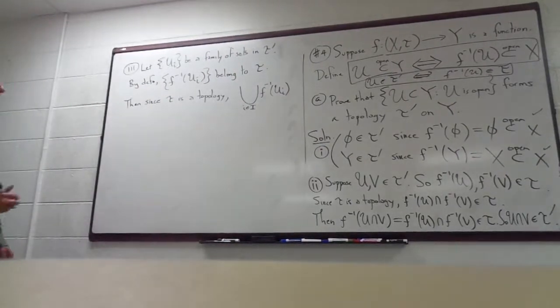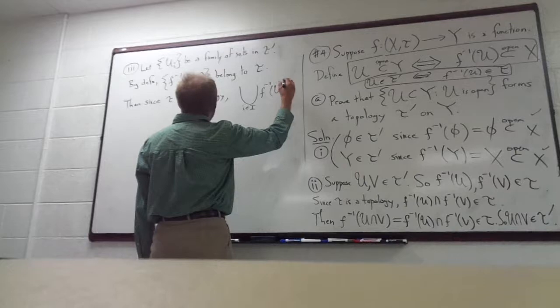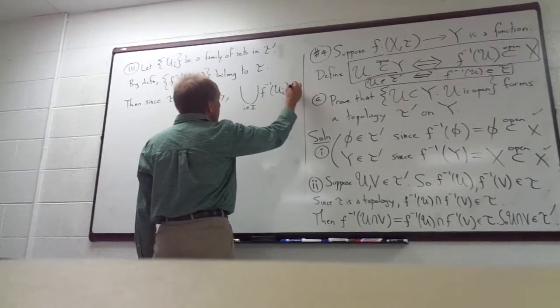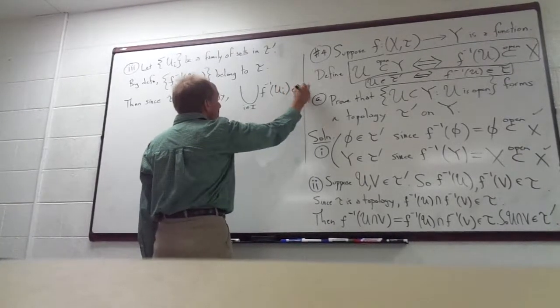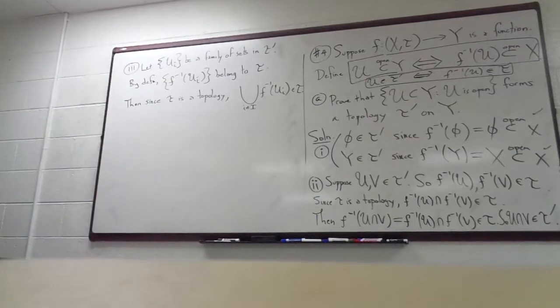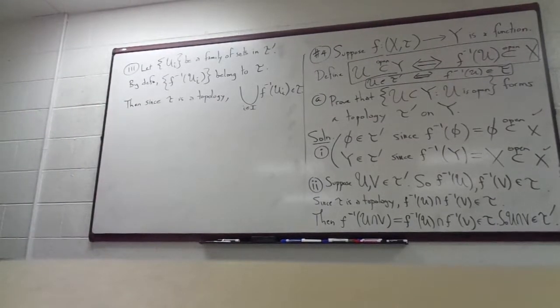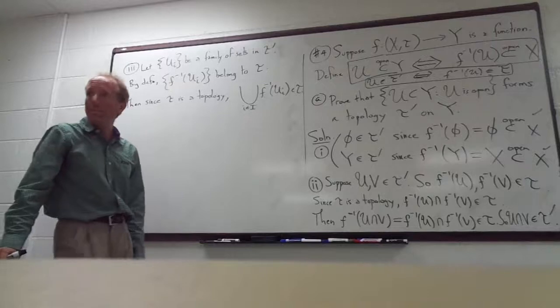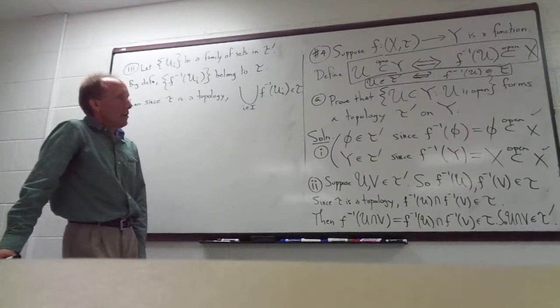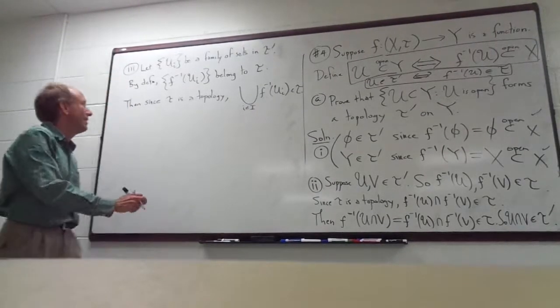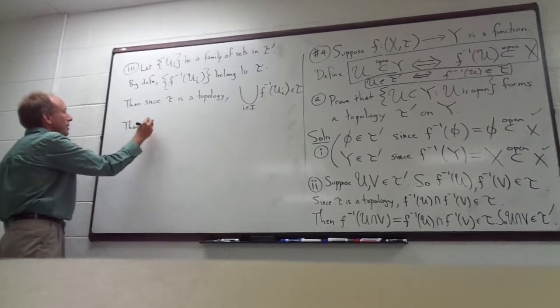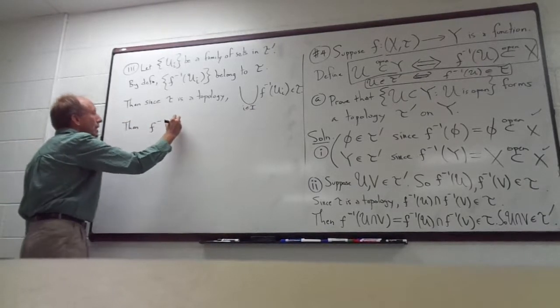This union of these pre-images is an element of tau as well. So you take a union of a bunch of things from tau, and you get something else that's in tau. And now what can I do? Take the pre-image outside of the union. That's exactly right.